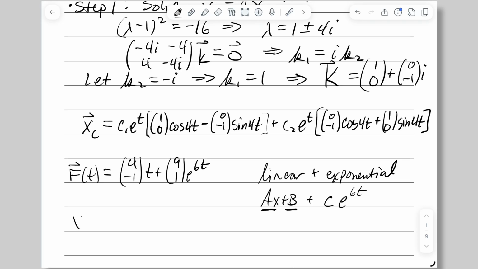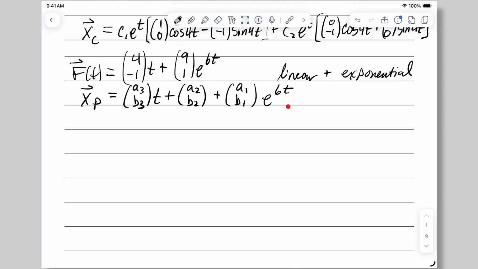And so here when we write down x sub p, we're going to write it down in the form of a column vector times t plus a constant column vector. For the exponential, it's a column vector times e to the 6t. Working backwards, we're going to fill in the column vector for the exponential using a1, b1. And then the column vector of constant terms is going to be a2, b2. And the coefficient of t, that vector is going to be a3, b3.